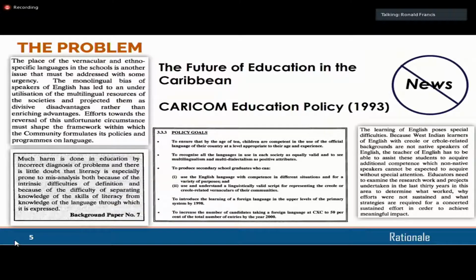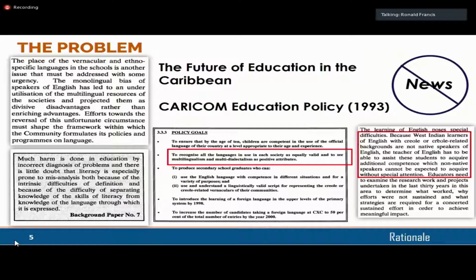And in doing the research, I found out naturally that these issues are not new. This is a policy document that was made in 1993. I must have been 5 or 6 at the time. But basically, it said that there is a need to recognize all languages in the society as equally valid and to see multilingualism and multi-dialectalism as positive attributes. Linguists before me, of course, have said that West Indian learners of English with Creole or Creole-related backgrounds are not native speakers of English.